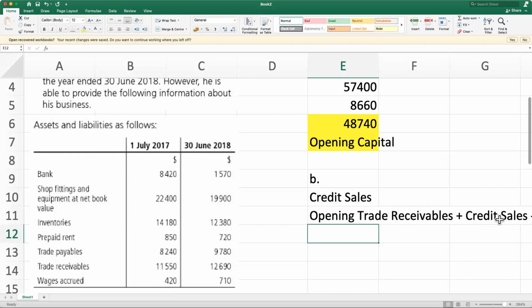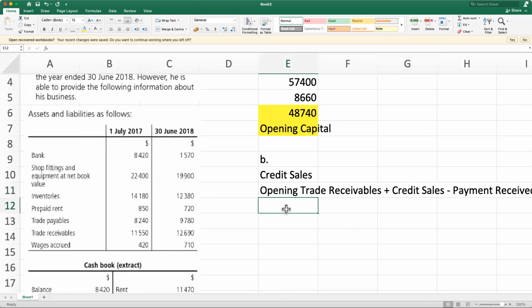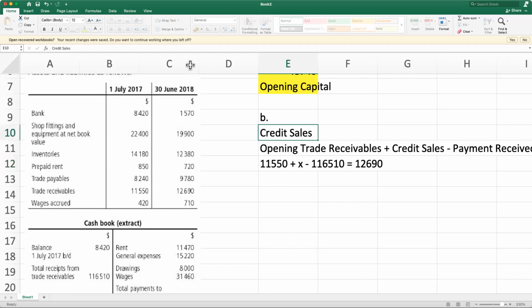So what actually happens here is that my unknown is my credit sales. Let me just zoom out for a while. My opening trade receivable is 11,550, plus my unknown, which I'm just going to label as X, and then I'm going to subtract the payment that I received, which is 116,510. Then this will equate to my closing trade receivable. So X is my unknown, which is my credit sales. I'm just going to write here credit sales is equal to X.